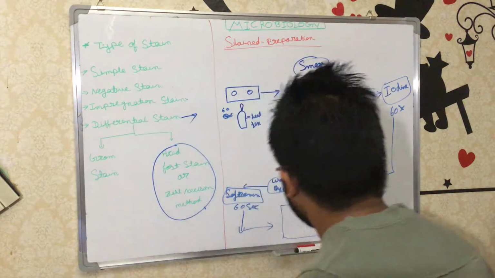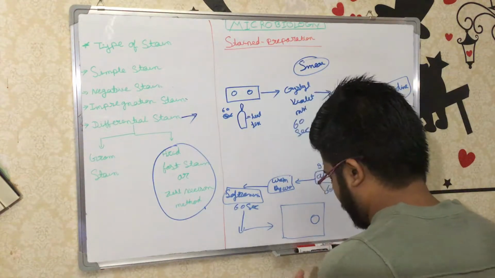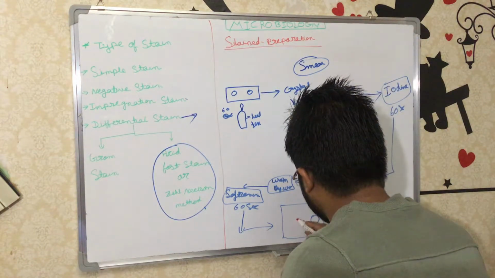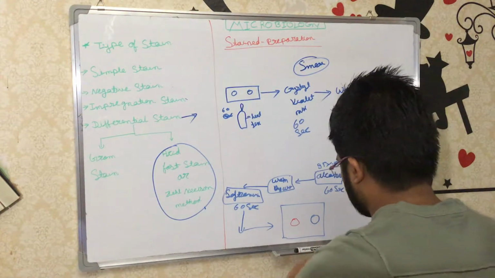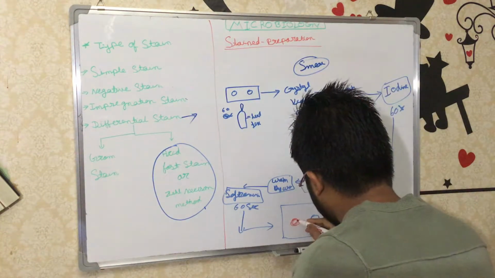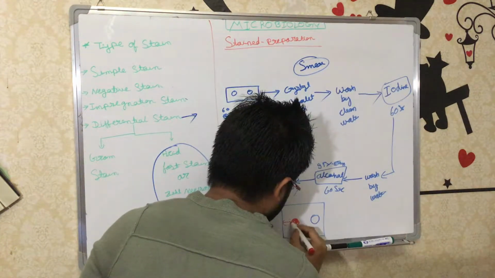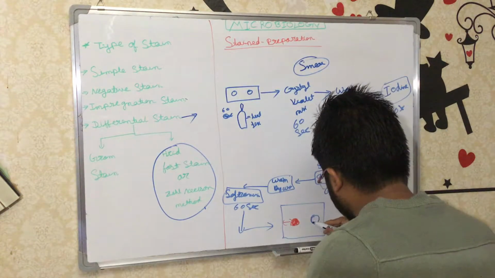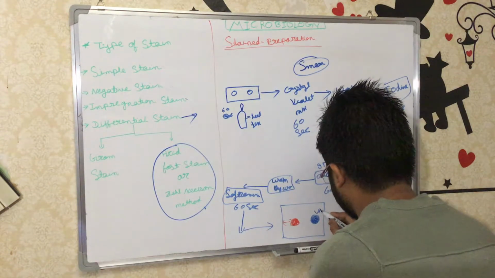This is the slide. And as I said, there are two bacteria. One is red and the other is blue, because we will discuss how it's red and how it's blue. Red is the gram negative bacteria and blue is the gram positive bacteria. It looks like blue or maybe purple or violet. So this is the gram positive bacteria.